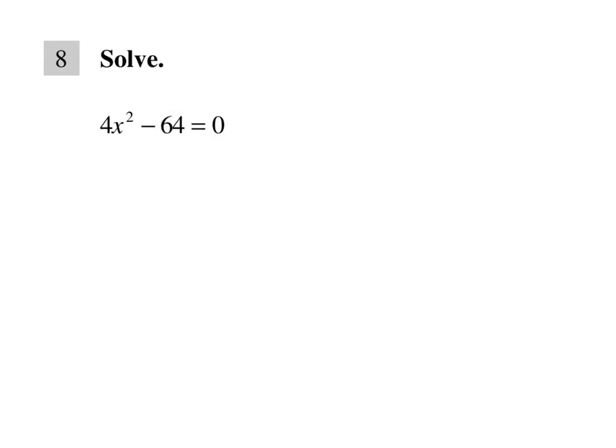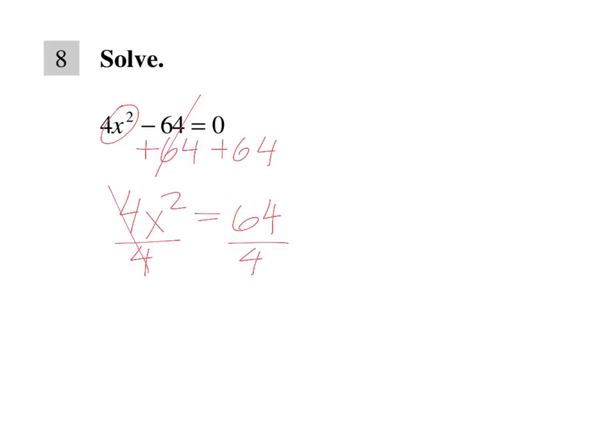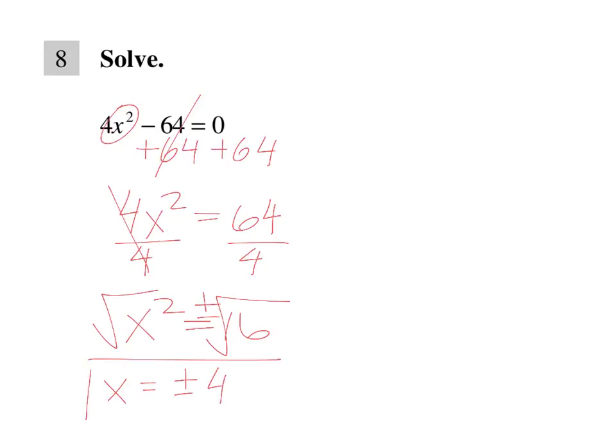For the next one, a little more work. We have to isolate the x squared before anything else. So we add the 64. 4x squared is equal to 64. Divide by 4. X squared is equal to 16. Take the square root of both sides, the positive and negative. X is equal to positive and negative 4. Done.